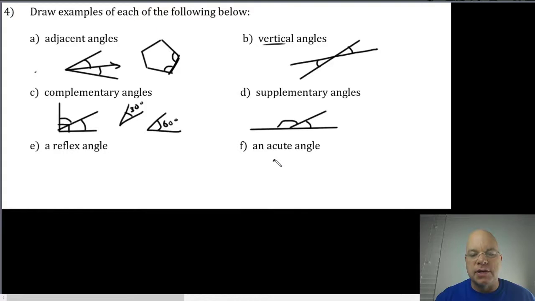An acute angle is an angle that's less than 90 degrees, so any angle under 90 degrees. A reflex angle is greater than 180 but less than 360. So you have to draw it, but then you also have to make the arc mark for sure on this one, because otherwise someone would think that you're talking about this angle. So this is an example of a reflex angle.